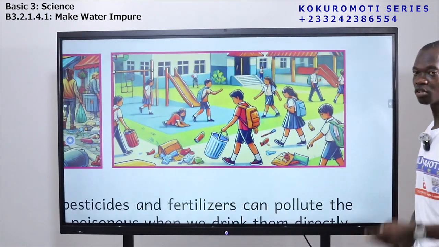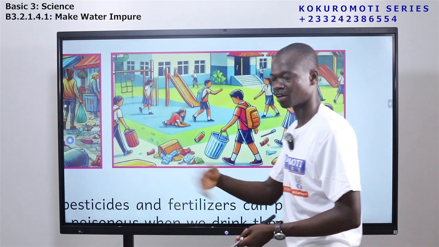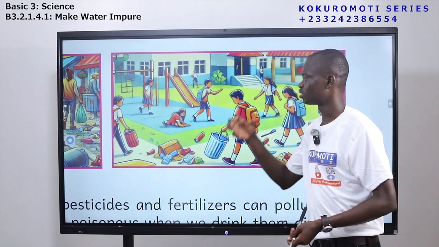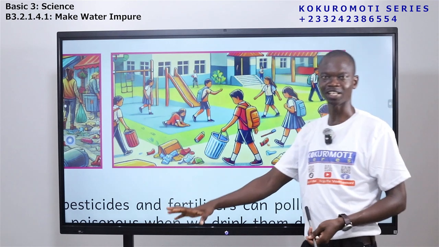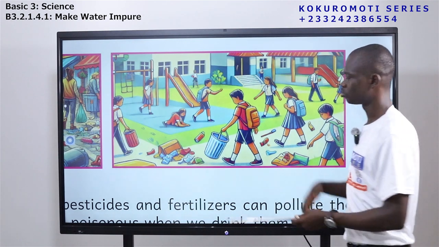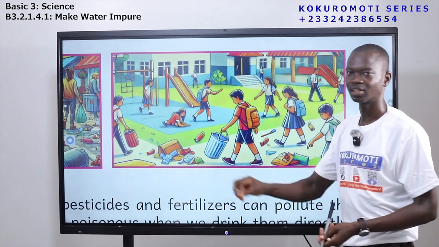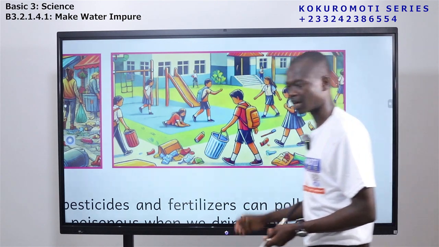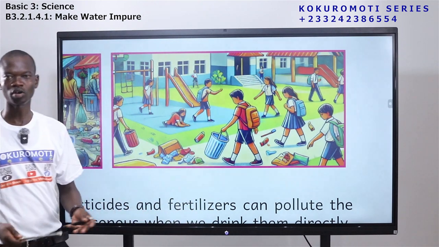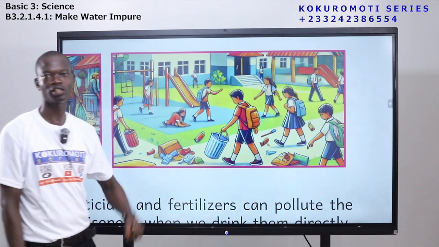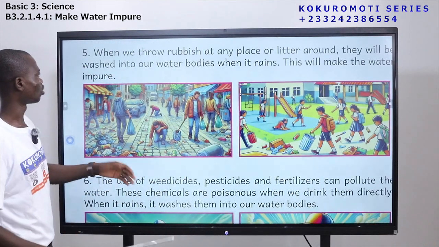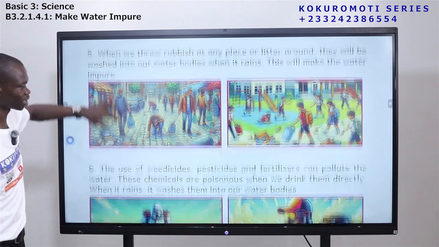The same thing is here. So those of you in school, after eating, you just throw things around. No, it is a bad practice. Don't do it. If you do that, the effect is that when it rains, the rainwater will carry all of them into our water bodies, and it will make them impure. So look around. It is not good to throw rubbish around, to litter around. That's why we have dustbin and other things in your schools. After eating, after you are finished using something and you think what you have in your hands is no more useful, you want to throw it away. Don't just put it anywhere. Look for dustbin and put it inside. So when you litter around, it can also cause water pollution, or it will make our water bodies impure.